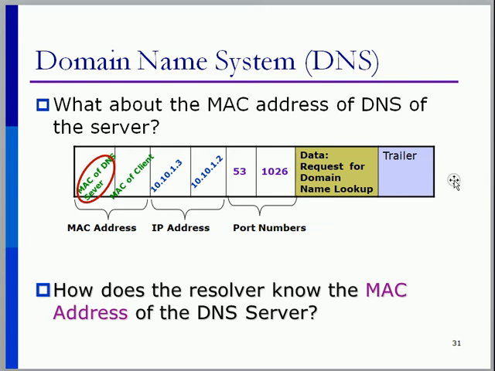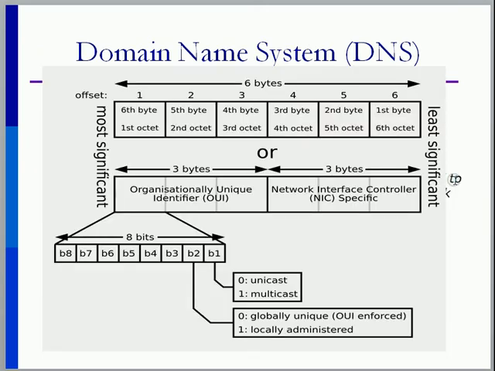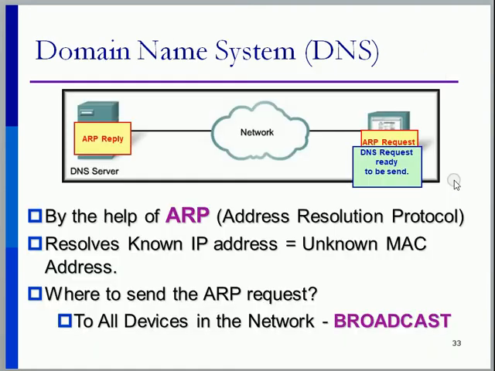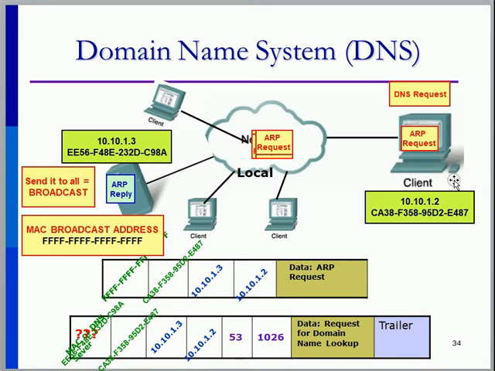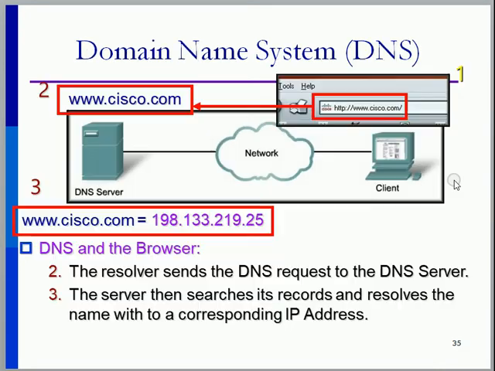Now, the MAC address. How does the resolver know how to get the MAC address? Who works for the MAC address again? ARP, I told you, right? So ARP is the hero over here. With the help of ARP, you will know the MAC address. ARP sends a request to know the MAC address, and then the address is verified. Once it's verified, the resolver has the MAC address and it can continue the process.